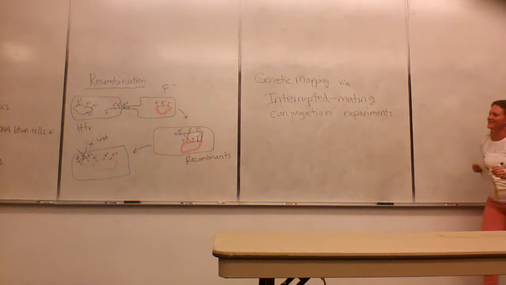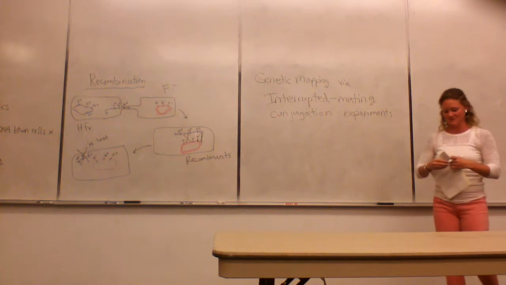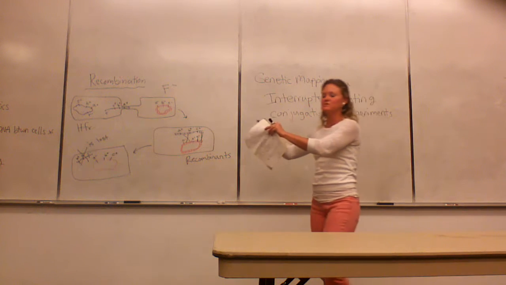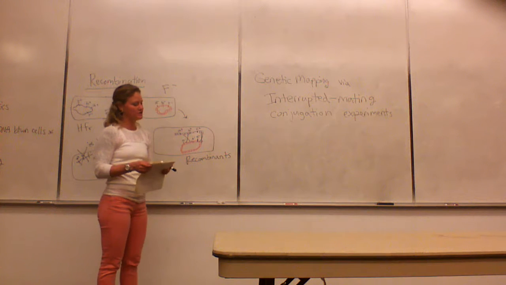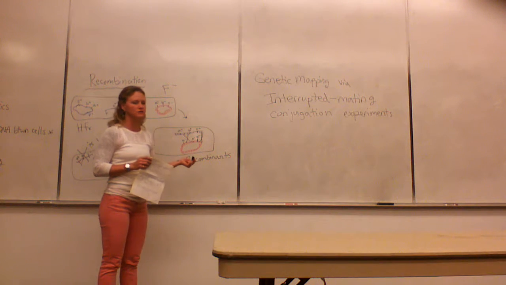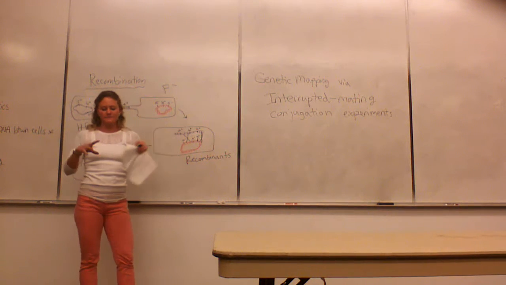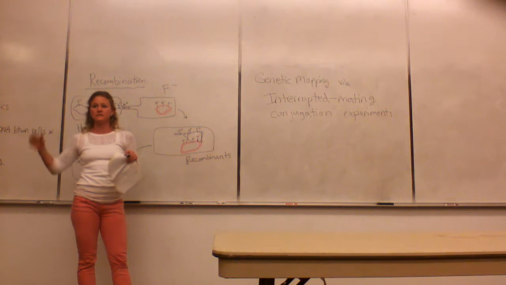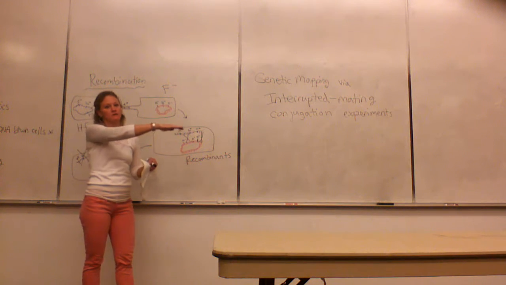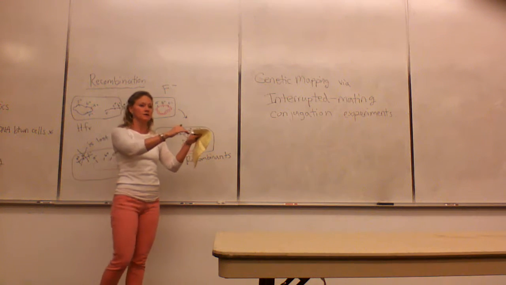Alright, so there's this concept called the interrupted mating conjugation experiment. You let two bacterial cells come together, form a pilus, and start to exchange genetic information. I'll say this out loud first, and then we'll draw a diagram. You let them start the process, and you can interrupt it at different points in time, because it takes time for the DNA to travel across the pilus and move from one cell to another. So you can see different genes coming in.